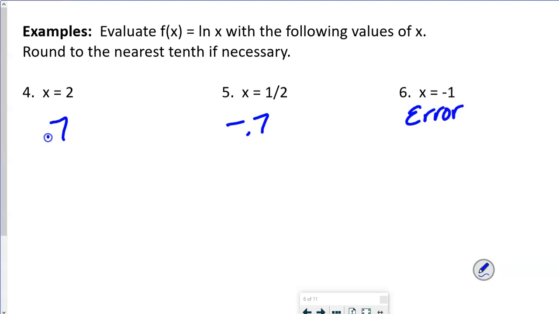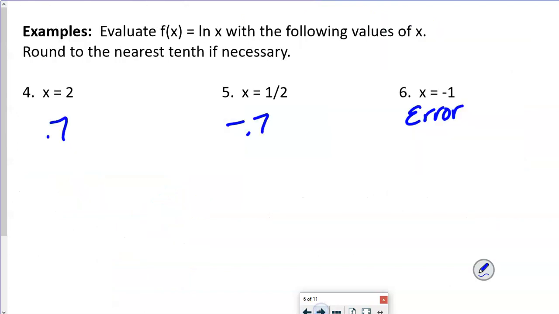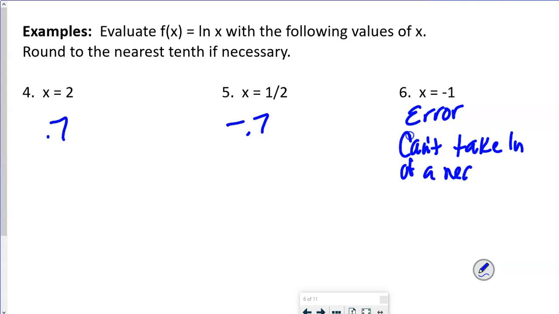And that is because, look back here at the graph, we cannot put a negative number over here. Do you guys notice that, again, our domain is x is greater than 0? So if our domain is x greater than 0, then we can't have a number less than 0. So for this one, what I want you guys to write down is you can't take ln of a negative number. Okay?